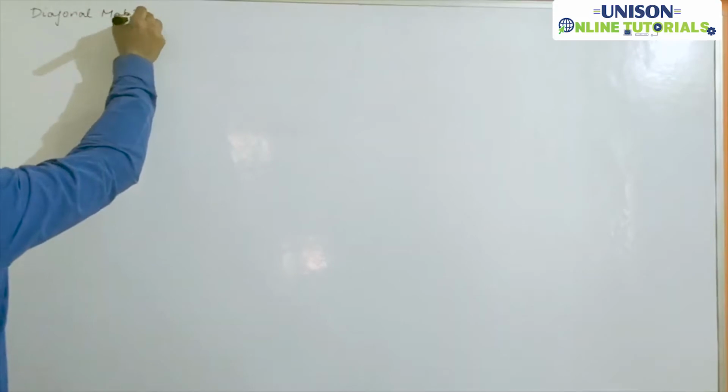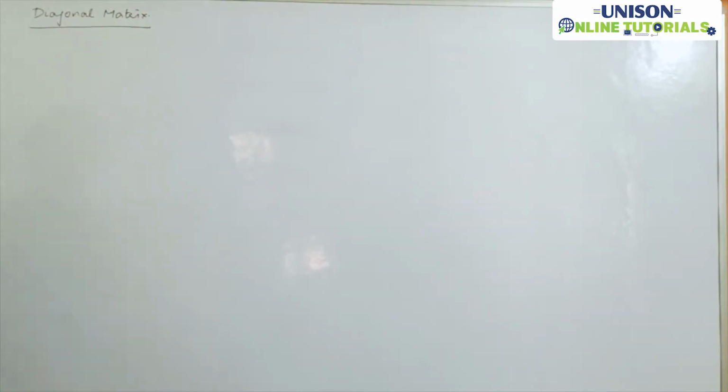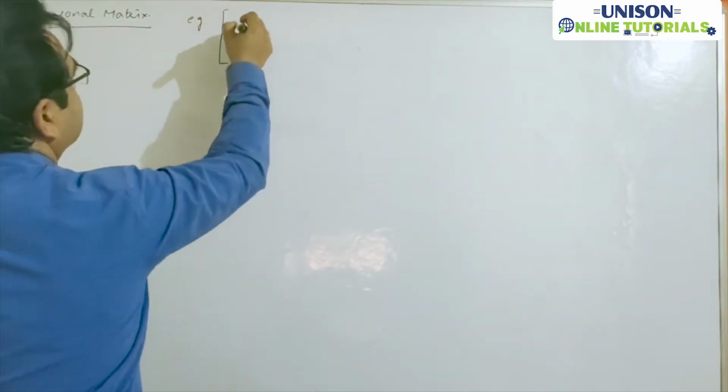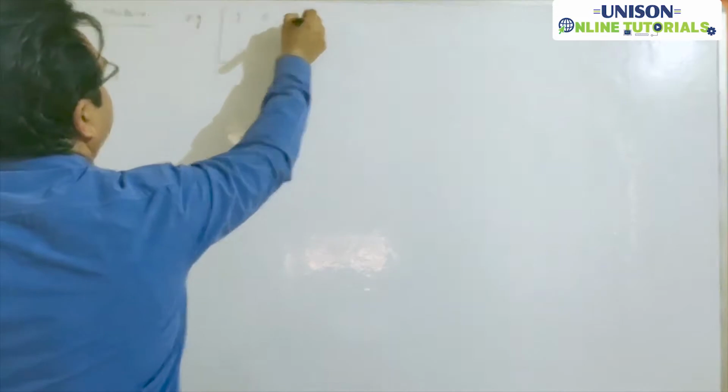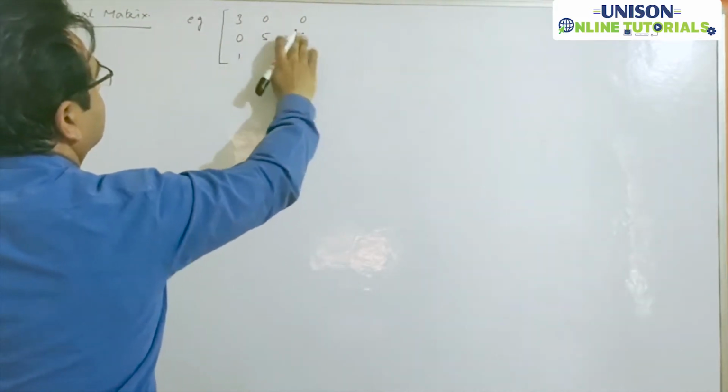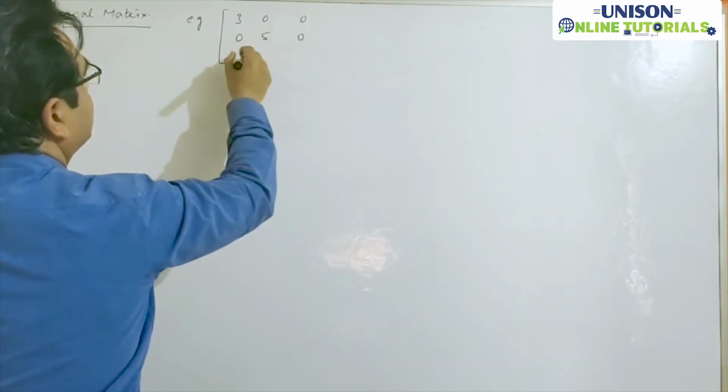Diagonal matrix. डायगोनल मैट्रिक्स का मैं आपको एग्जांपल दिया था. For example, 3 0 0, 0 5 2, 1 0 0 7.